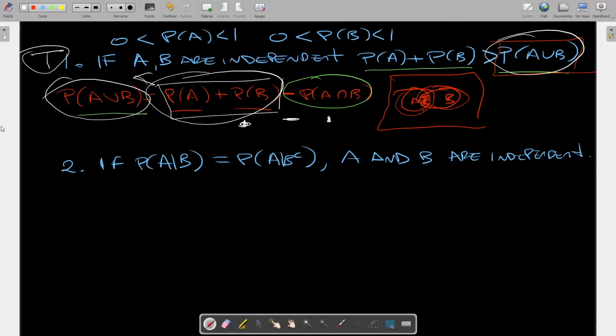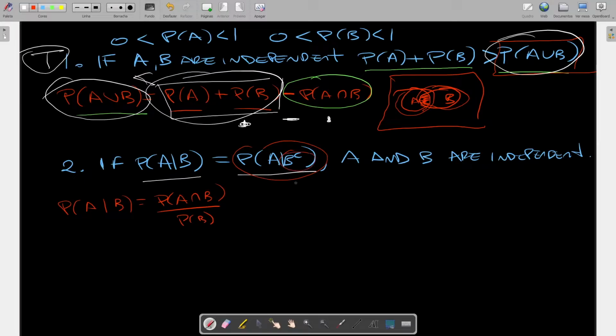What about the following problem? They are now telling us that the probability of A given B is equal to the probability of A given B complement. If this is the case, they are telling us that A and B are independent. Again, the way for us to solve these problems is knowing the properties. So the probability of A given B is the same as the probability of A and B over the probability of B.